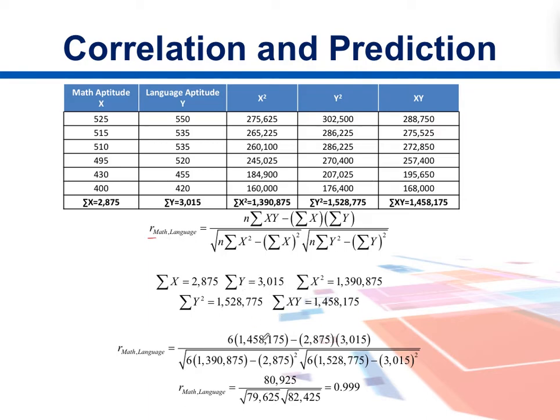We plug in the numbers and do the mathematics, and finally what we get in the end is 0.999. That seems close to 1. This correlation ranges between -1 and +1, +1 being strongly positively correlated, -1 being strongly negatively correlated, and the values in between. So here it's close to +1. So there seems to be a very strong positive correlation between these two.